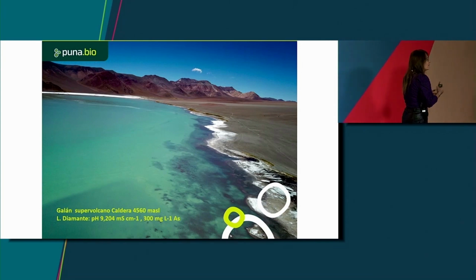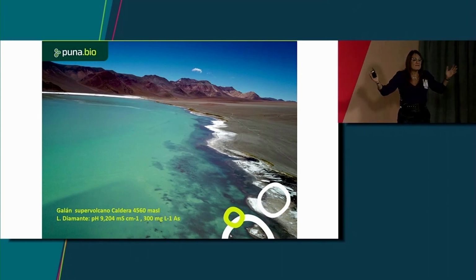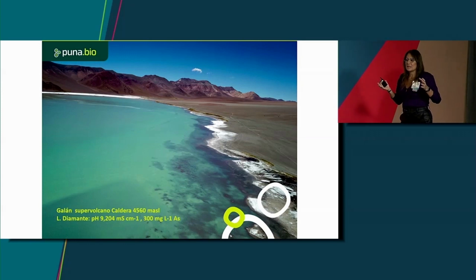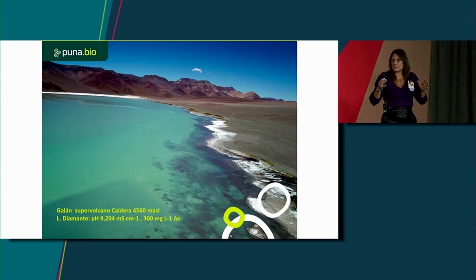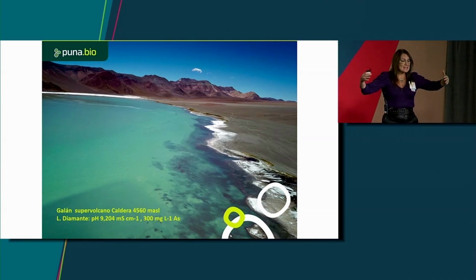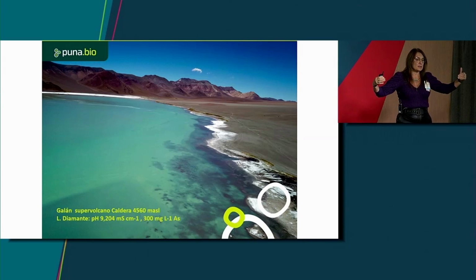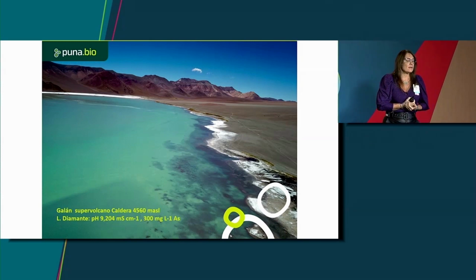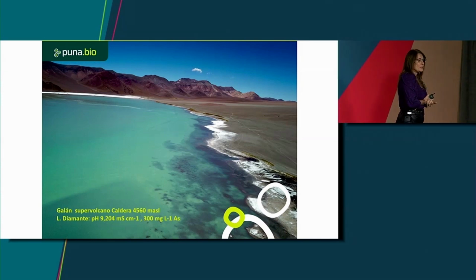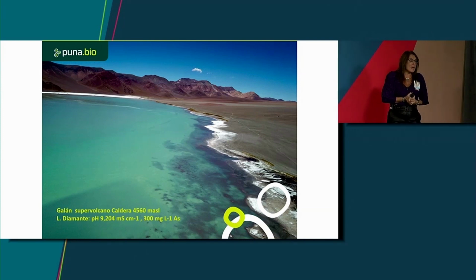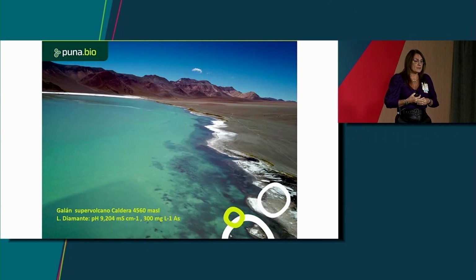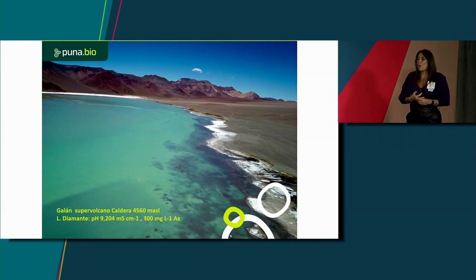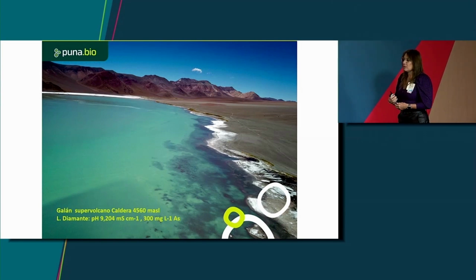Laguna Diamante is one of my favorites. It is placed inside a big volcano, a big caldera, that is Volcán Galán. Volcán Galán is over 6,000 meters above sea level. Inside there is a big caldera of 40 kilometers where there is a lake called Laguna Diamante that is placed at 4,500 meters above sea level. The pH is almost 9 and can get to 10. We have 8 times the salinity of the sea there, and it is the place where the most arsenic was found naturally in the water.